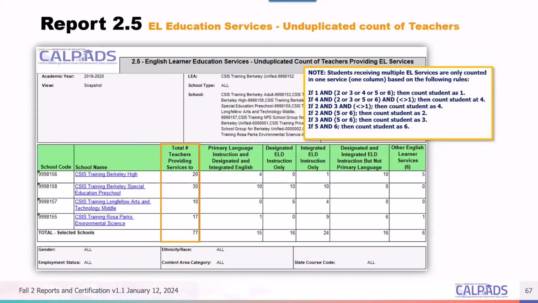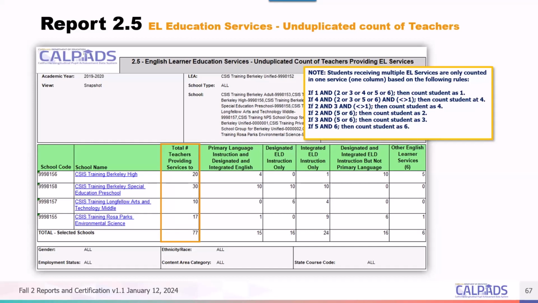Report 2.5 is the staff or teacher version of 2.4. EL Education Services unduplicated count of teachers. So it follows the same hierarchy. A teacher may be authorized to provide several different services, might provide several different services in multiple classes, but they're going to be counted once based on the hierarchy. Remember, just because your staff is authorized does not mean they're providing services. They actually have to have an EL student enrolled into their class.